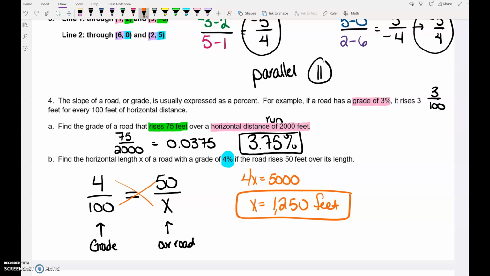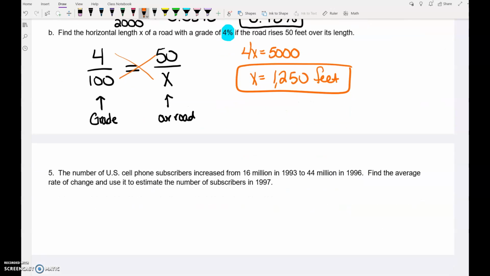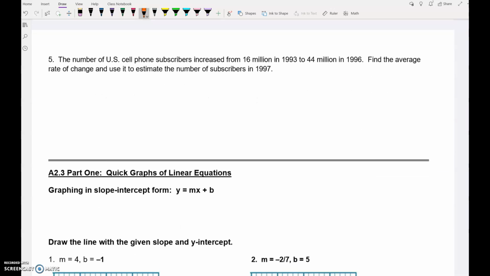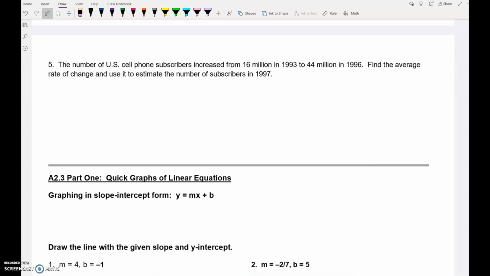Okay, go to the next page. There's one more example to look at. And there's a couple different things I want to highlight with this example.